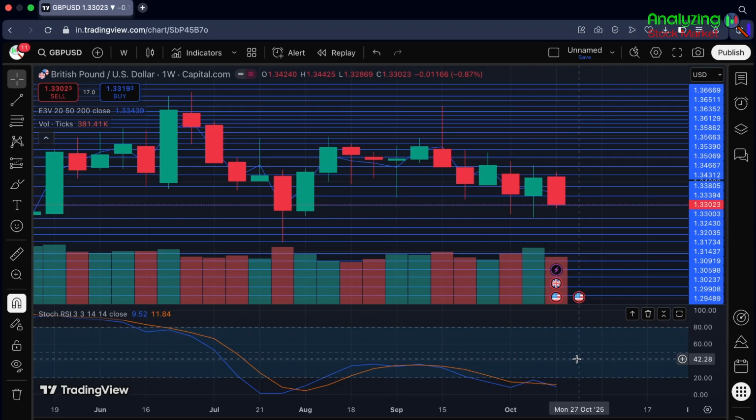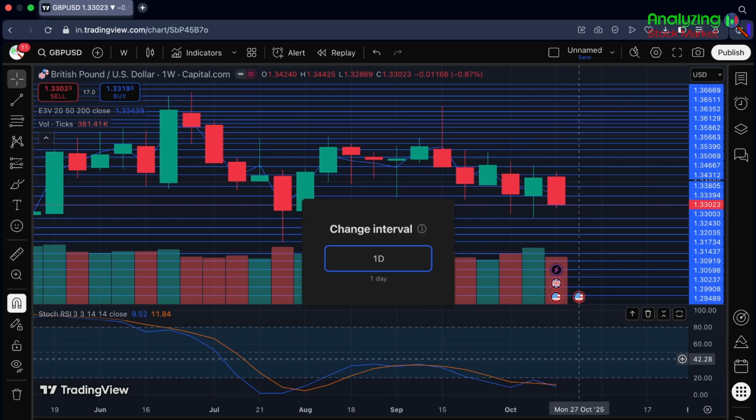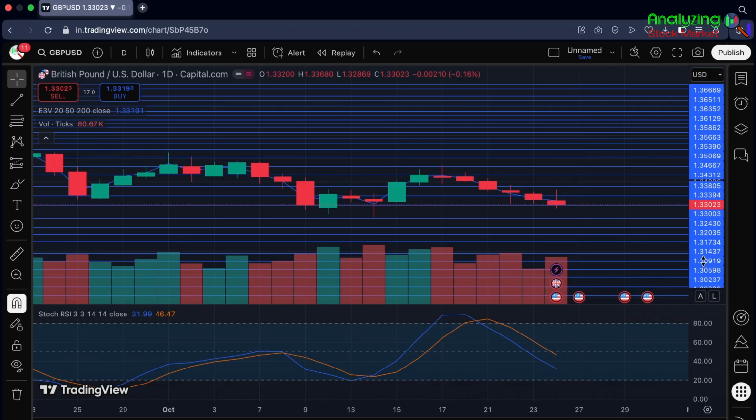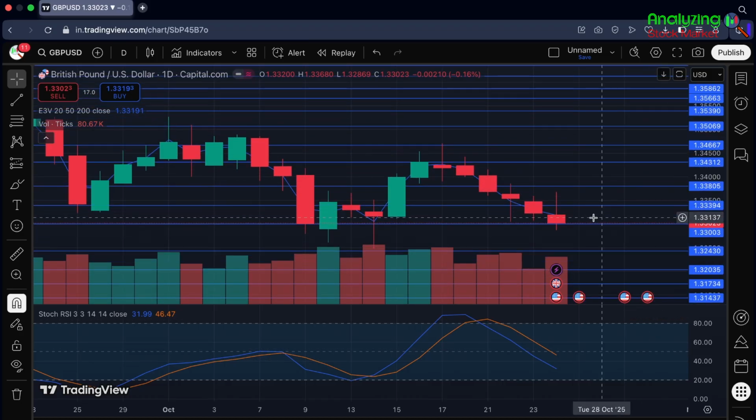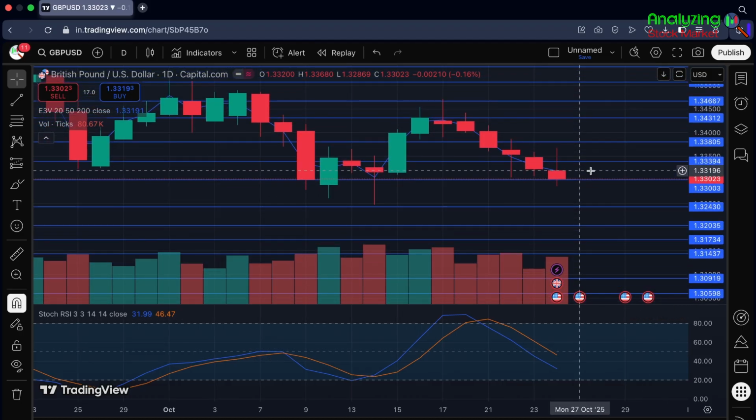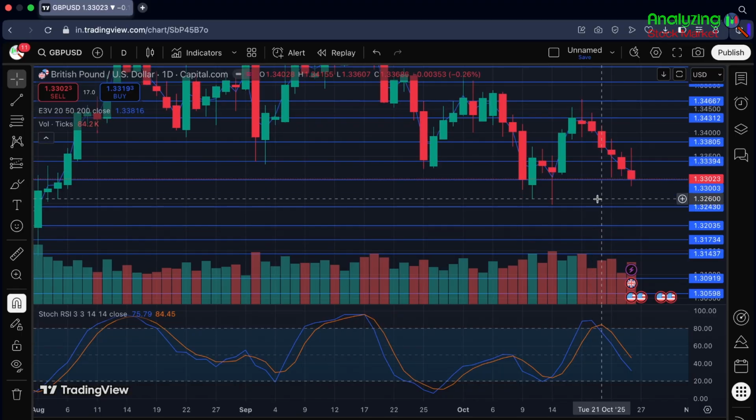Now let's mark some important support zones and resistance zones on our one-day chart. So let's open our one-day chart over here. So this is a one-day chart. In this one-day chart, currently we can see a good marking of support and resistance zones.